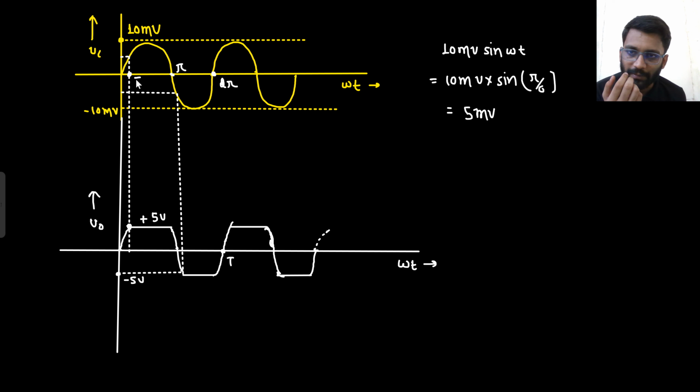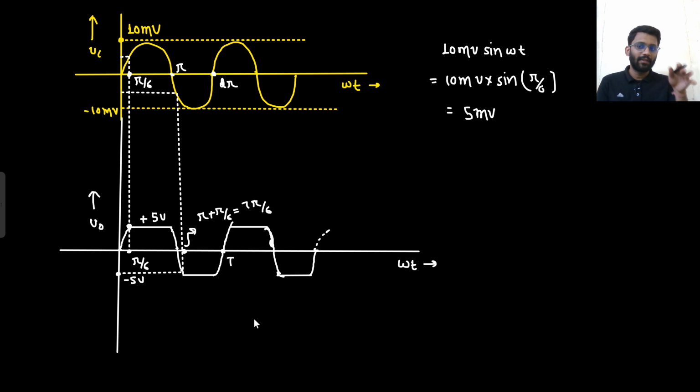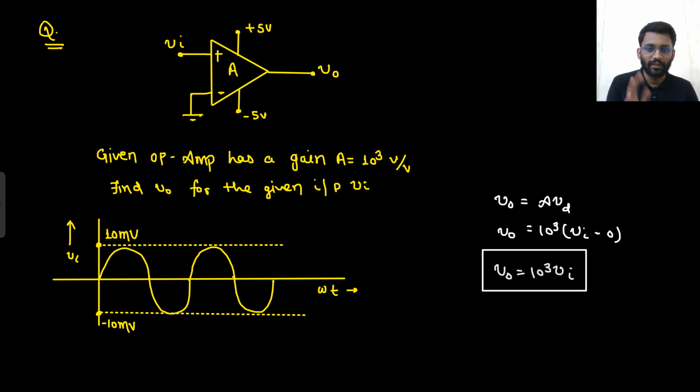So this point is pi by 6, right? And what will be this point? This point will be pi plus pi by 6. That would be 7 pi by 6. Well and good. Okay, so these points you can also show in the waveform. So this is the waveform for this particular question.